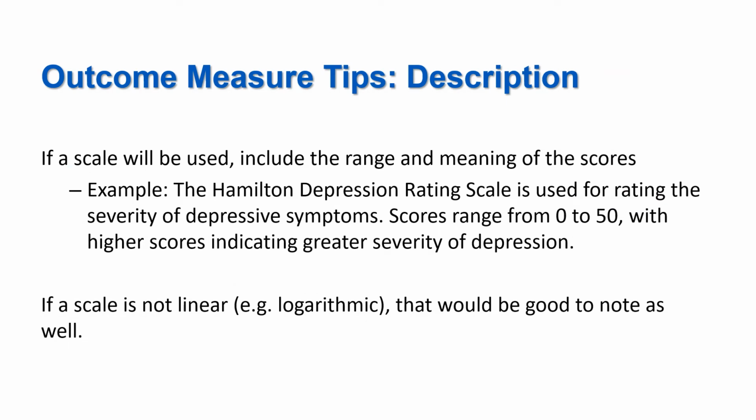If you're using a scale, include the range and meaning of the scores. For example, the Hamilton Depression Rating Scale is used for rating the severity of depressive symptoms. Scores range from 0 to 50, with highest scores indicating greater severity of depression. Also indicate if a scale is not linear.